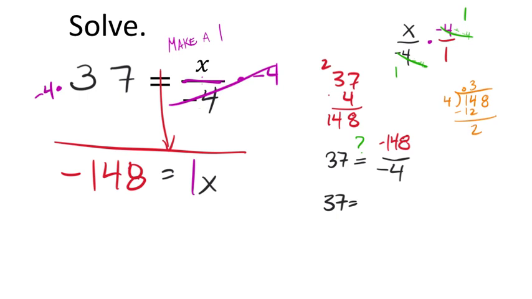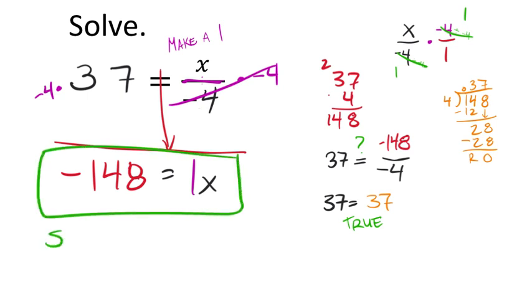We got 2 left over in the tens, drop the 8. 4 goes into 28 7 times. 7 times 4 is 28. Nothing remaining. So we end up with 37. That is a true statement, just like we expected. And so of all the values that could have been false, we found the one that was true. So we did find the solution.